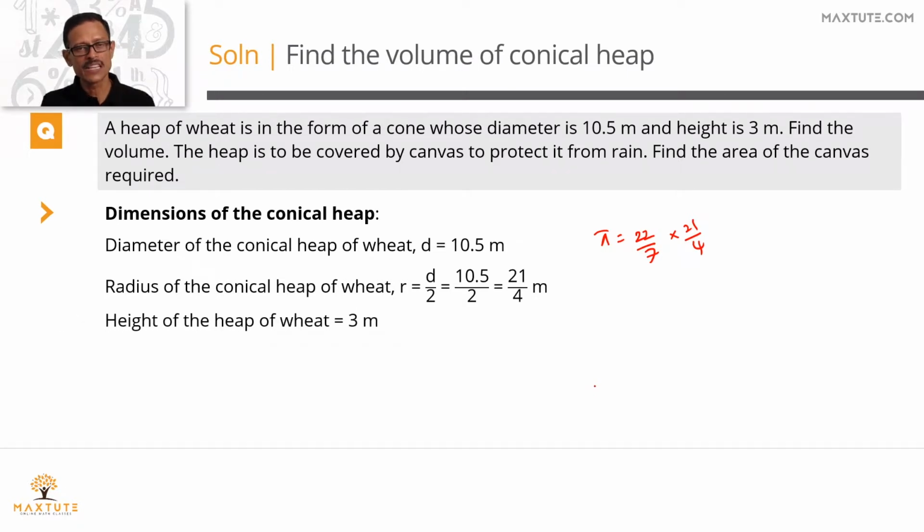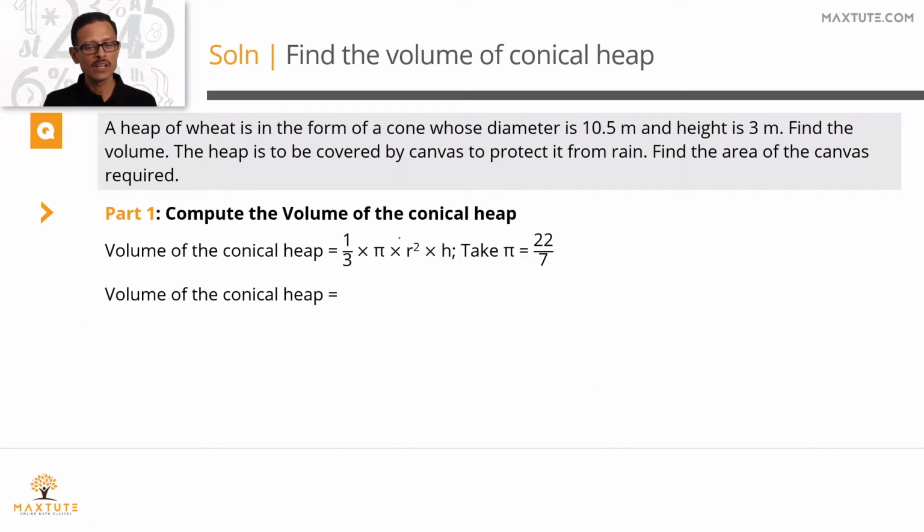Height is equal to 3 meters. Let's get started with part 1, computing the volume. Volume of the conical heap is equal to 1 by 3 into pi into r squared h. Take pi to be 22 by 7 unless otherwise stated. So the conical heap volume is equal to 1 by 3 into pi, which is 22 by 7, into r, which is 21 by 4. We have r squared, so 21 by 4 into 21 by 4 into the height, which is 3. 3 times 7 is 21. 21 gets cancelled with 21. That's why writing it as 21 by 4 makes a lot of sense. 22 gets cancelled with this 4 to leave us with 11 in the numerator and 2 in the denominator.